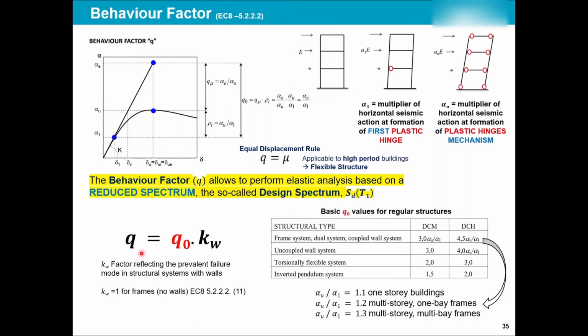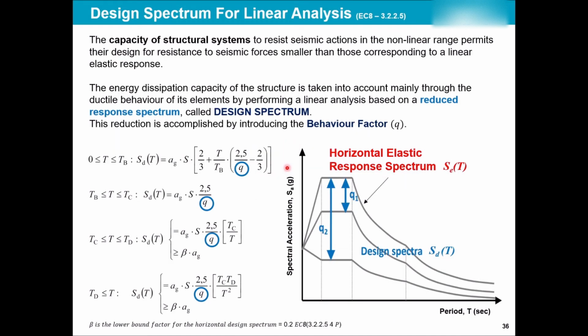Again, remember, behavior factor was in direct relationship to ductility. Now, imagine that you have the behavior factor. We said that the behavior factor acts like a discount. Now, look at this response spectrum. Again, spectral acceleration, period of the structure. This is the horizontal elastic response spectrum. No discount applied to it.